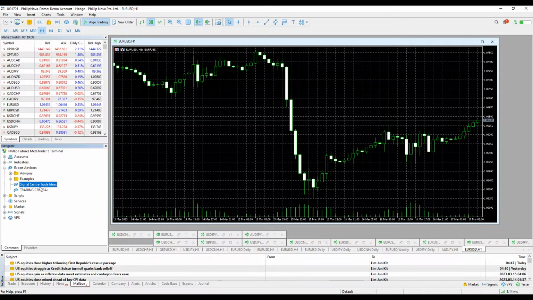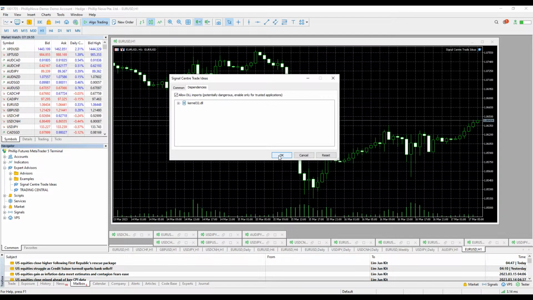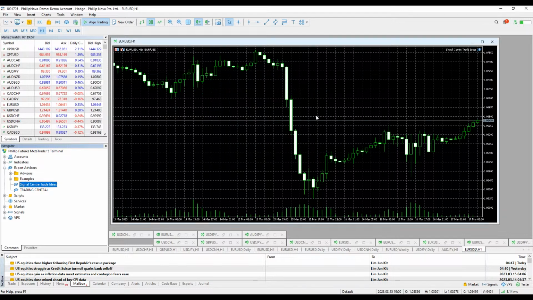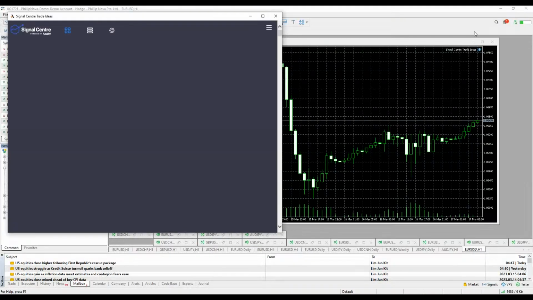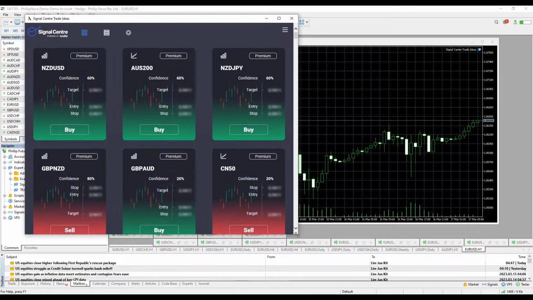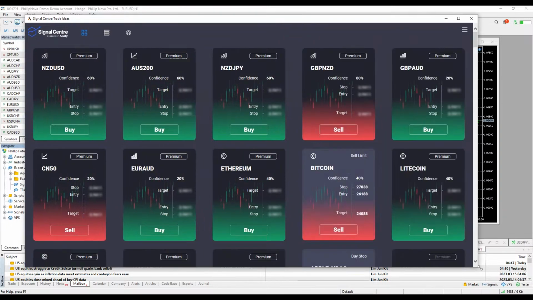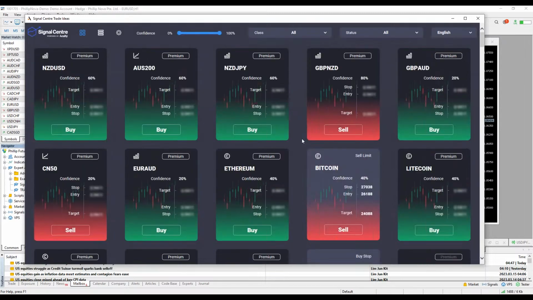Right now you see that we have Signal Centre Trade Ideas. We also have Trading Central. For how you can launch this Signal Centre Trade Idea, it is by drag and drop. You click OK. Normally it would take a couple of seconds to load, depending on your connection and your computer speed. So this is Acuity Signal Centre.